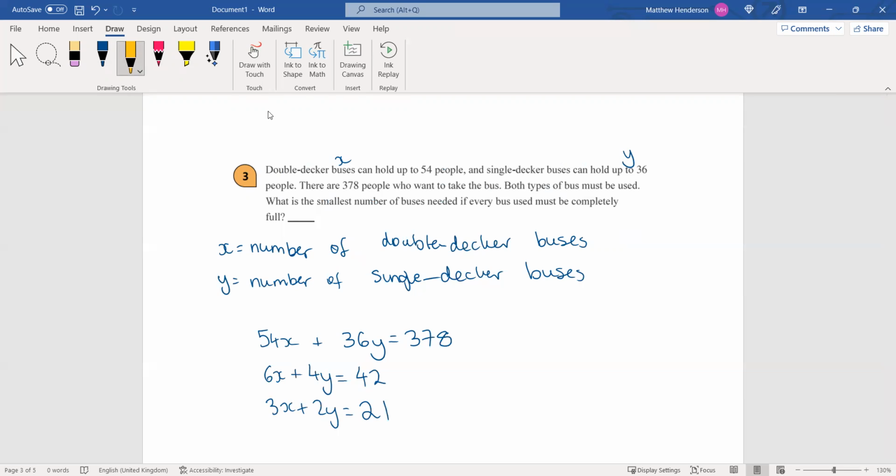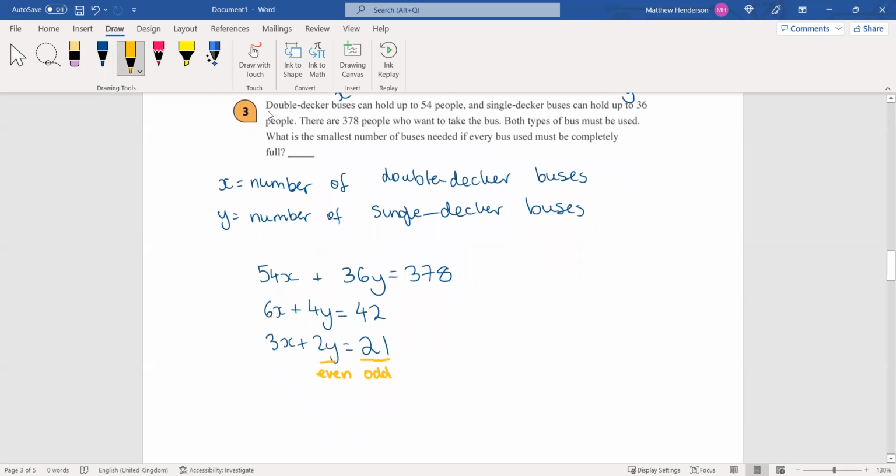However, one thing I can notice here is we can do some odd even analysis. 21 is clearly an odd number. 2Y is always going to be an even number because it's a multiple of 2, which leaves us with 3X definitely being odd. And if 3X is odd, then we know that X has to be odd because it can't be an even number, otherwise 3X would be even. Therefore, X is odd.